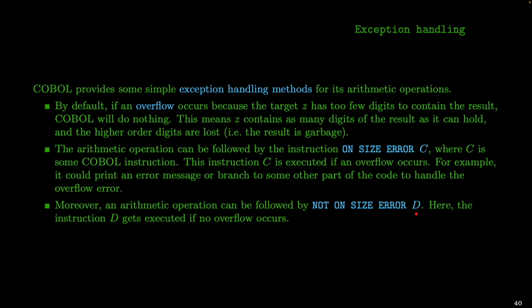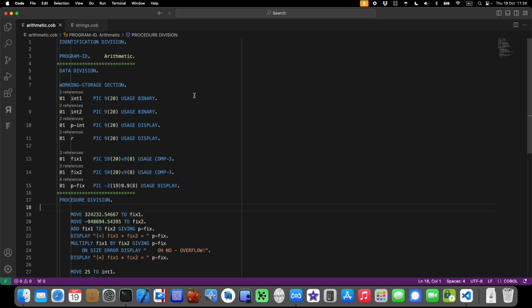Maybe there are situations where this might be useful, I don't know, but it's a funny idea to have an exception for the case that no exception occurs. And here I have an example with some arithmetic variables to play around with. So we begin with int1 and int2. These are binary variables. Then pint, so the p here stands for print, so this is what I want to use to print the result in a readable manner.